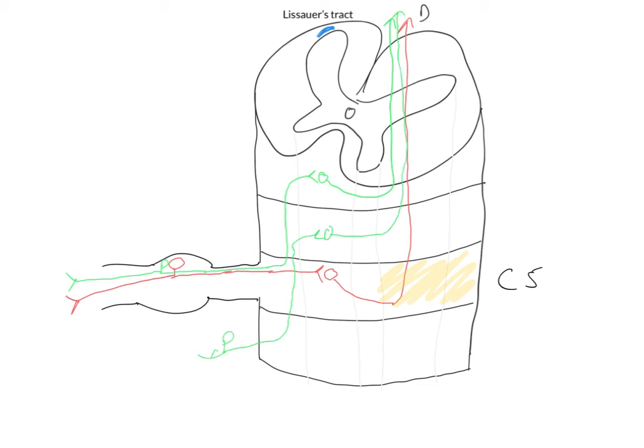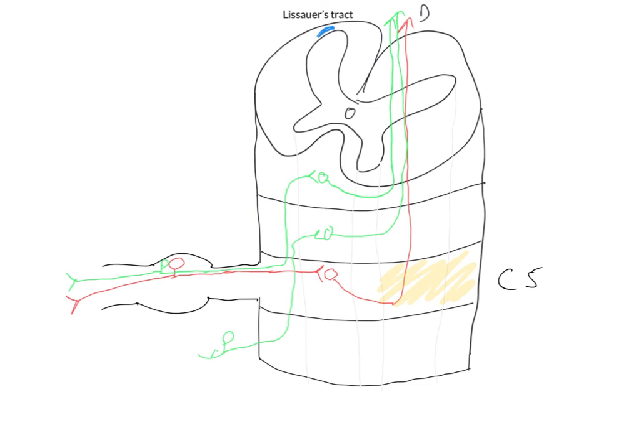And the net result is that because we can ascend a couple of segments in Lissauer's tract, typically we see that the sensory level for spinothalamic modalities is a couple of segments lower down than we see the sensory level for dorsal column modalities. Okay, and we're going to talk about that more when I make the video on Brown-Séquard syndrome. But I just wanted to talk about the concept of Lissauer's tract here.